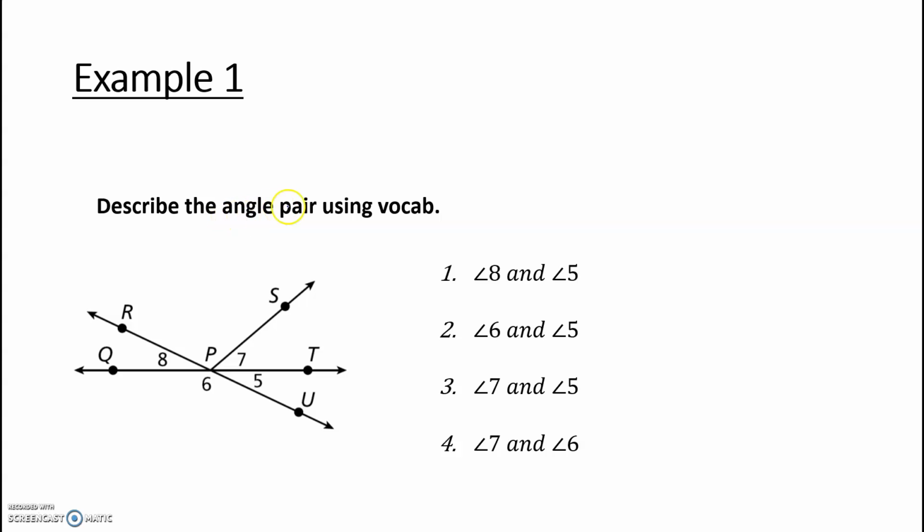So this says describe the angle pair using vocab. So we're looking for words like linear pair, supplementary, adjacent. So let's look. Angle 8 and angle 5. Well, those are two lines crossing, right? RU and QT. And they're not adjacent. Those are vertical angles.